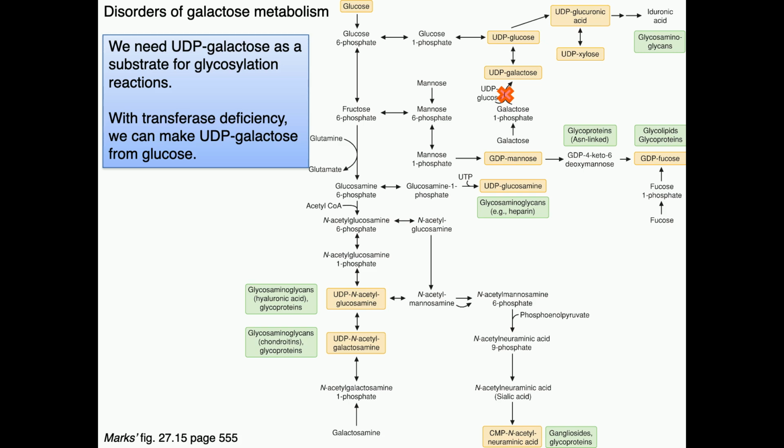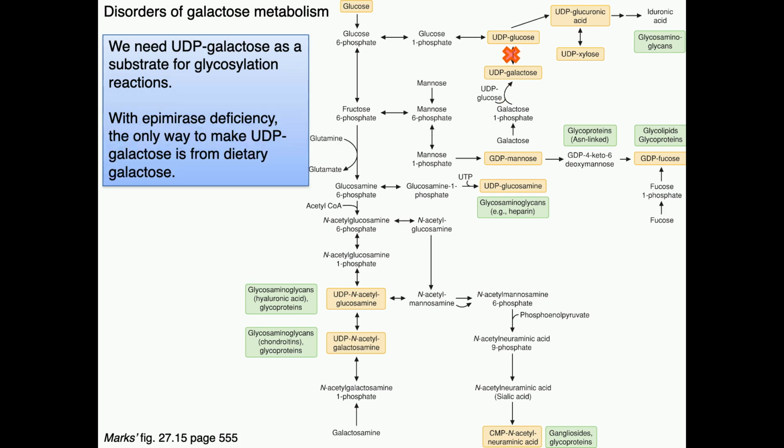If we have a deficiency in the transferase enzyme, we can still make UDP galactose through the UDP glucose and the epimerase reaction from dietary glucose, right? So here we can totally eliminate galactose from the diet. We can still make the UDP galactose that we need.